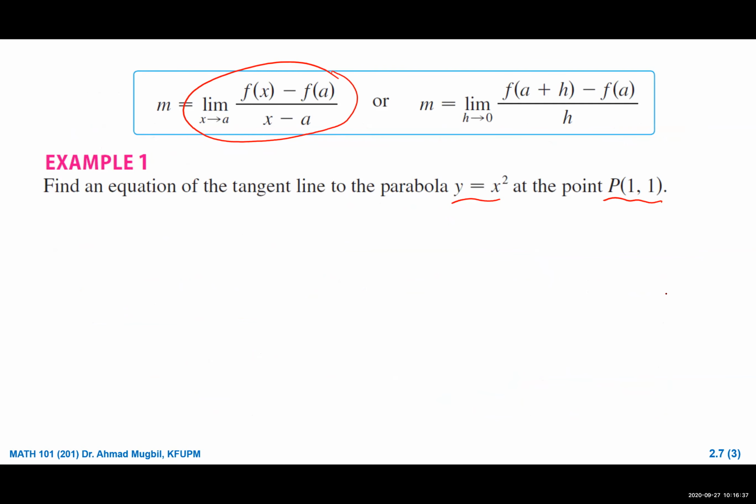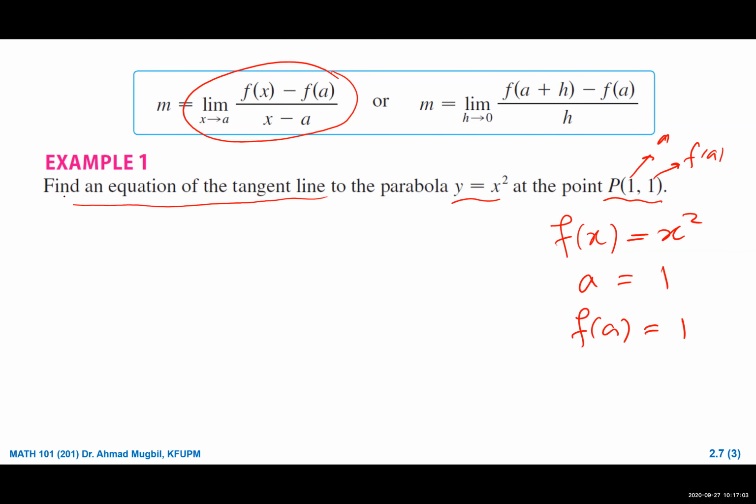So now what we have here, what is f of x? We need to apply these formulas. So f of x is x squared. And what is a, our point? It is 1. What is f of a? This is a, this is f of a. So f of a is 1. Now, what is the equation of the tangent line, shabab? Do you remember the point-slope form? y minus y1 equals m times x minus x1. You have the point x1 and y1. Here it is 1 and 1. So this will be 1 and this will be 1.